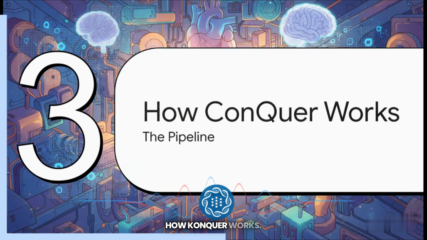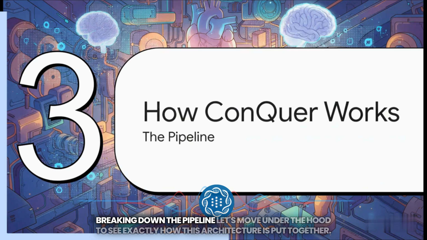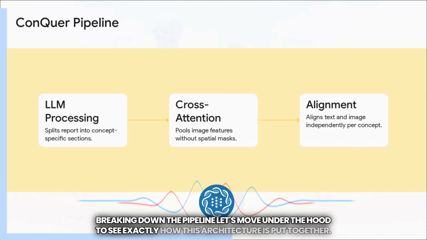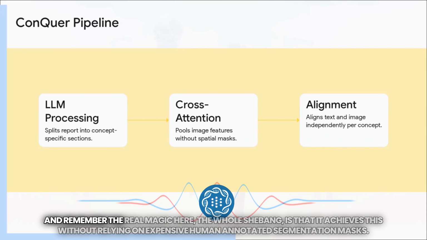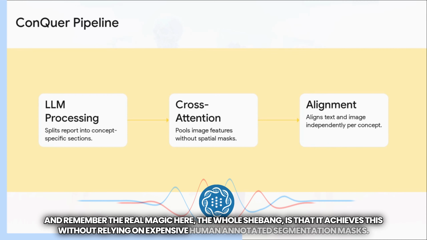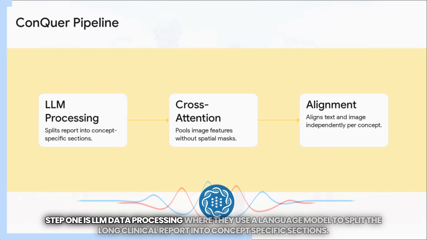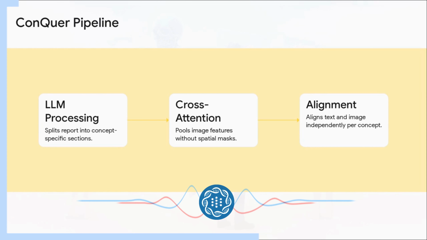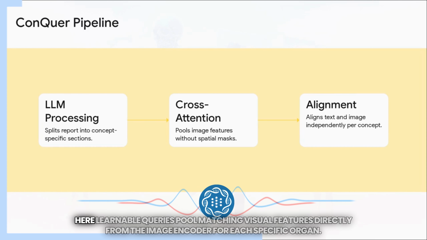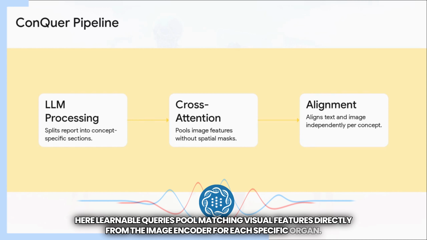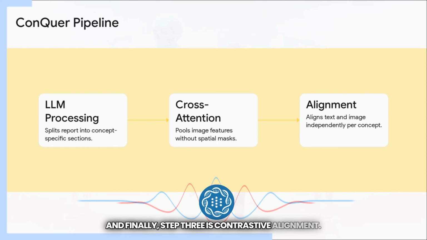Section 3. How ConQuer works. Breaking down the pipeline. Let's move under the hood to see exactly how this architecture is put together. And remember, the real magic here, the whole shebang, is that it achieves this without relying on expensive, human-annotated segmentation masks. The pipeline operates in 3 really precise steps. Step 1 is LLM data processing, where they use a language model to split the long clinical report into concept-specific sections. Step 2 is cross-attention pooling. Here, learnable queries pool matching visual features directly from the image encoder for each specific organ. And finally, step 3 is contrastive alignment.